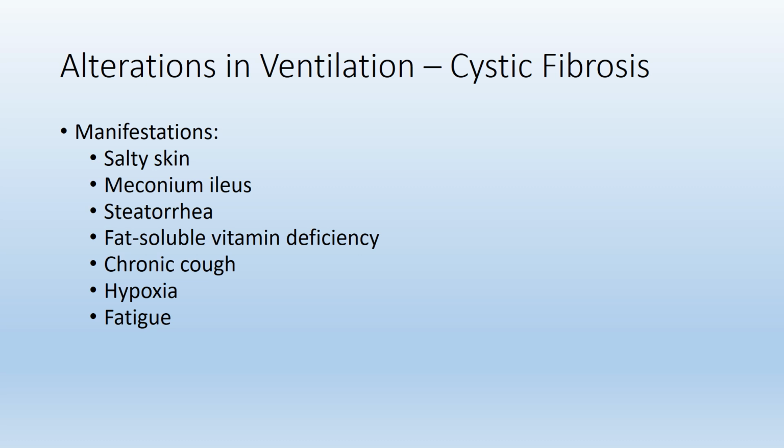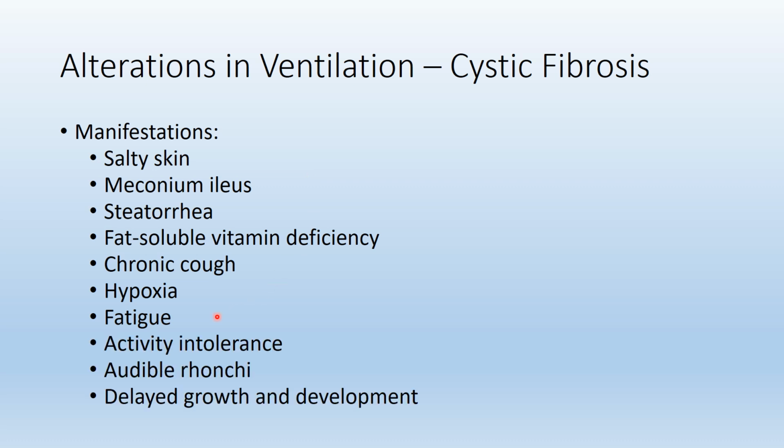Now we could have a chronic cough because we have mucus buildup inside of our pulmonary structures. We could suffer from hypoxia and fatigue, so the hypoxia could lead to fatigue. But for each organ that it affects, you should be able to associate these manifestations with those various organ functions. You might suffer from activity intolerance, which would be due to the fatigue. Audible rhonchi would be due to the mucus in the respiratory system. And then delayed growth and development would be because of multiple factors. First of all, you have this nutrient absorption disorder, and you aren't able to extract enough oxygen from our environment.